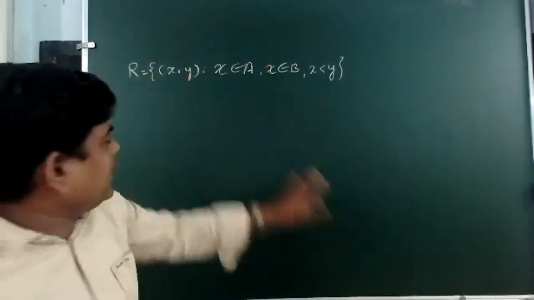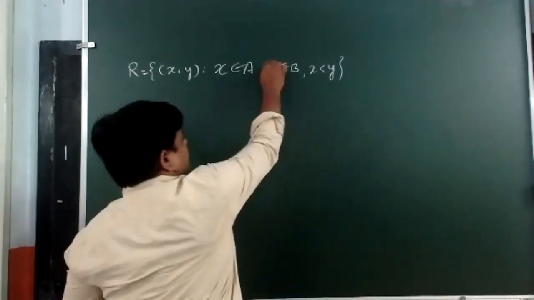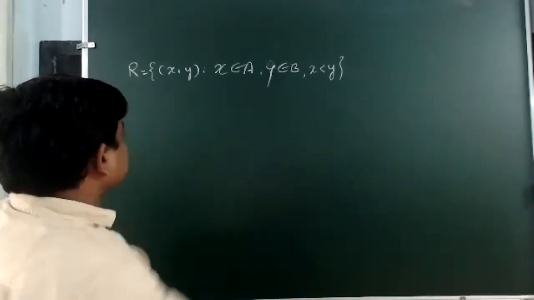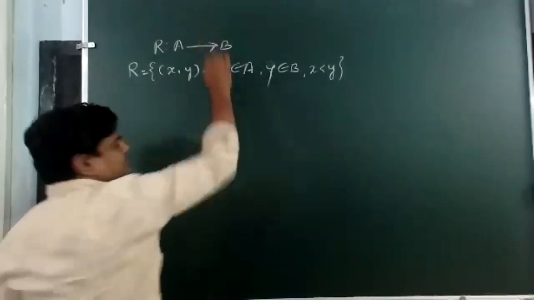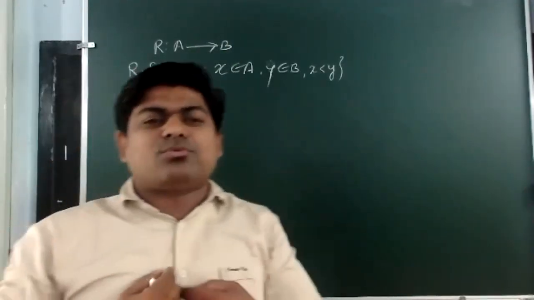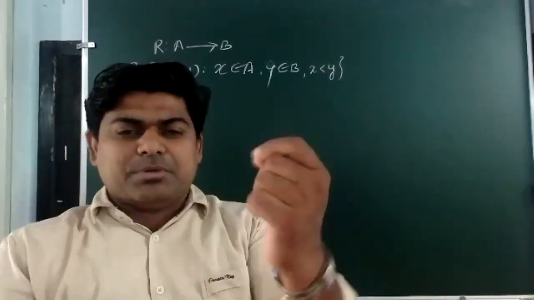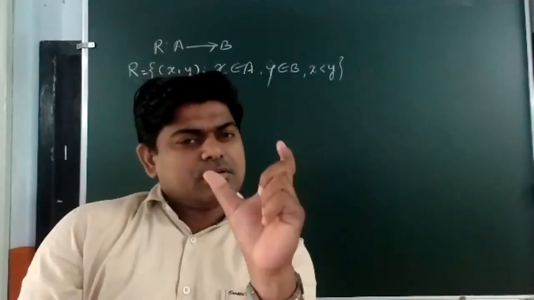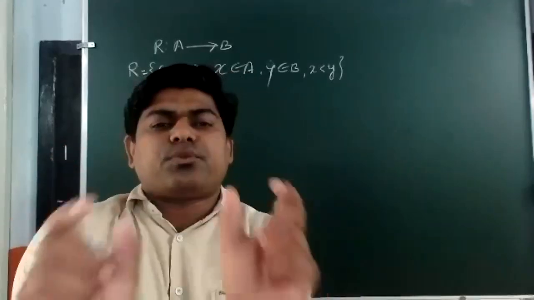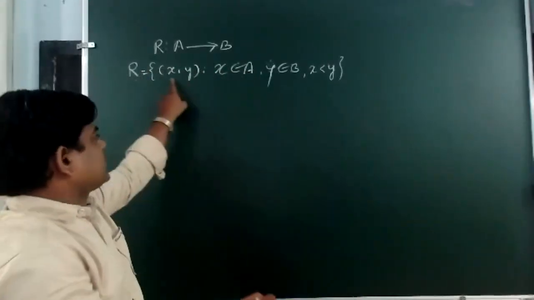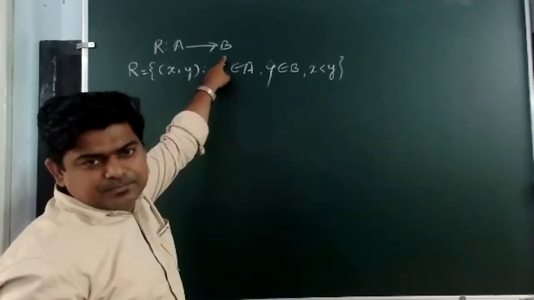Why is x belonging to A? Why y belongs to B? Because this relation is defined from A to B. Now listen to me. What is the meaning of A to B? If a relation is defined from A to B, it means in the ordered pairs of the relation, the first component x will be from A and y will be from B.